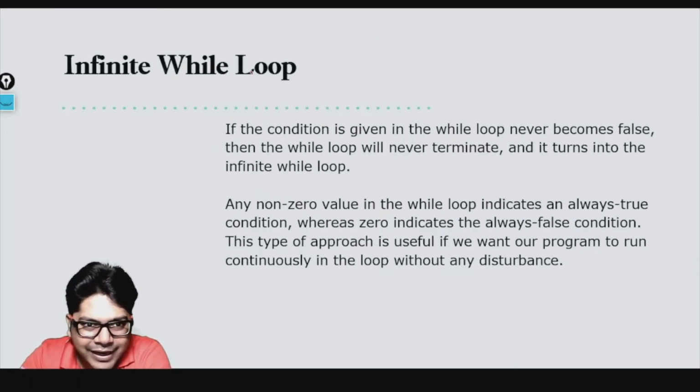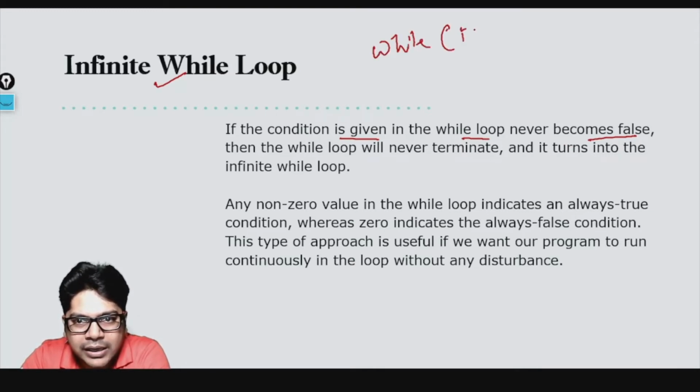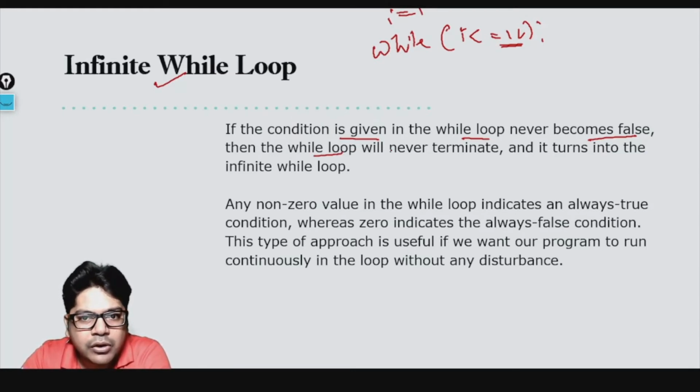Next is the infinite while loop. What happened earlier was an infinite loop. It never stopped. It just went on and on. If the condition given in the while loop never becomes false, right? What we wrote is while I less than equal to 10, and we started with I equal to 1, and we never increased the value of I to 10. So the value of I was always less than 10, and the while loop will never terminate, and it turns into an infinite while loop.